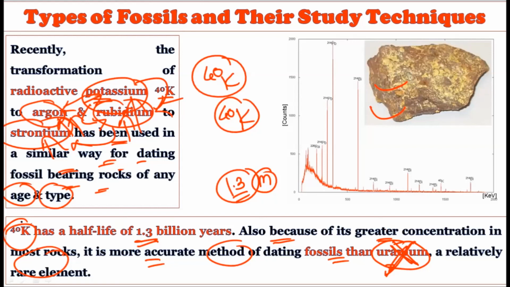Okay, so the K40 has the half life of 1.3 billion years, and these 1.3 billion years can be used to calculate the age of the fossil, because it is slowly converted into the argon, rubidium, and strontium. How much it got converted? Once we calculate that, we can calculate the exact age of that rock or the fossils.